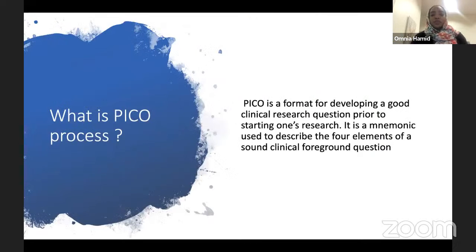So what is the PICO process? PICO is a format for developing a good clinical research question prior to starting anyone's research, and it's a mnemonic used to describe 4 elements of a sound clinical foreground question.